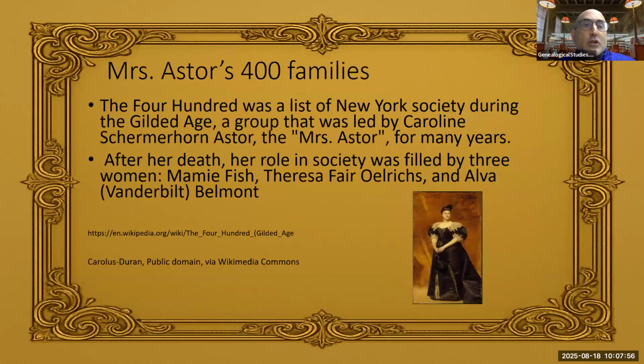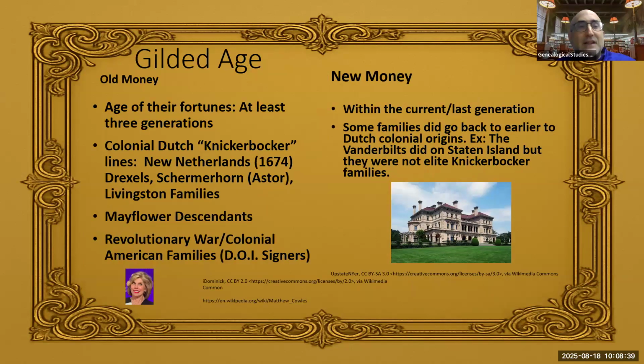When we think of the Gilded Age, and I must admit I'm a big fan of the TV show, we talk about Mrs. Astor's 400 families. The 400 was a list of New York society during the Gilded Age. It was led by Caroline Schermerhorn Astor, Mrs. Astor. After her death, her position was filled by three women: Mamie Fish, Theresa Fair Oelrichs, and Alva Vanderbilt Belmont. Alva Vanderbilt, that was her first marriage, and she divorced her husband, quite the society scandal, and she became Mrs. Belmont. And we're going to talk about the Vanderbilts. So, the Gilded Age. Old money literally was the age of their fortunes.